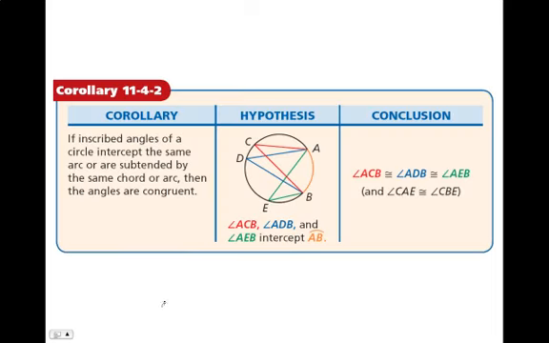A little corollary says that if inscribed angles of a circle intercept the same arc or are subtended by the same chord or arc, then the angles are congruent. If you notice, angles ACB, ADB, and AEB all intercept arc AB. Since they all intercept the same arc, all three of these angles are congruent.